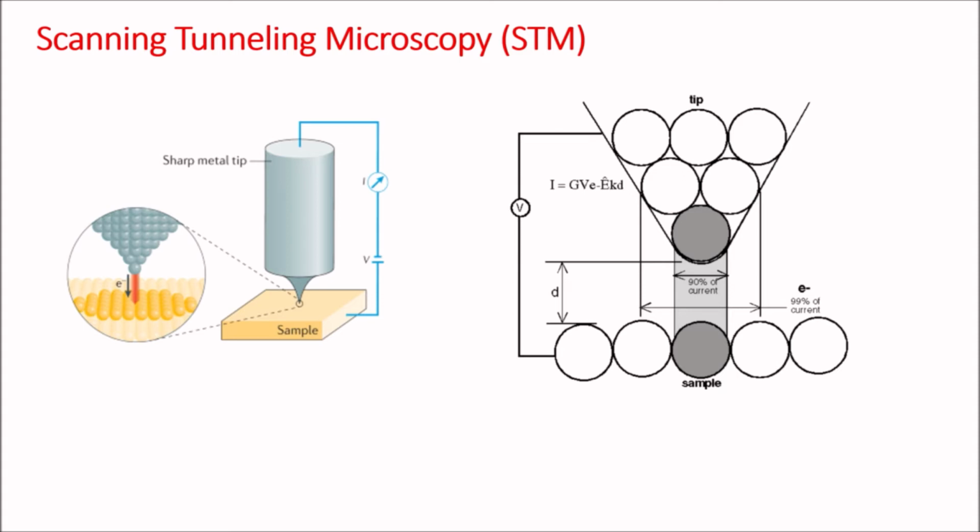The tunneling current is an exponential function of the distance. If the separation between the tip and the sample changes by, let's say, 10%, then the tunneling current will change by an order of magnitude. And this exponential dependence gives STMs their remarkable sensitivity. STMs can image the surface of the sample with sub-angstrom precision vertically and atomic resolution laterally.